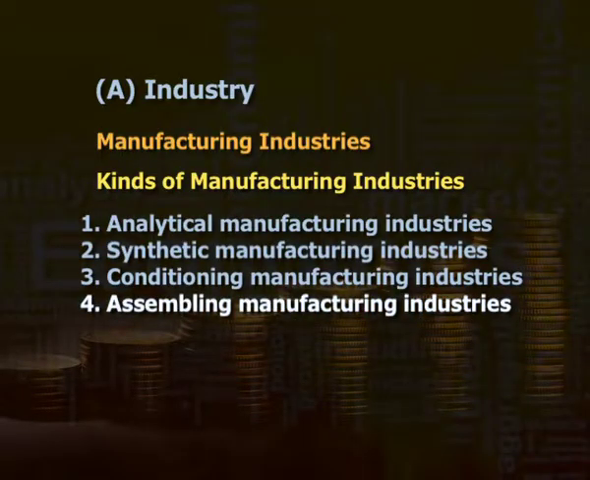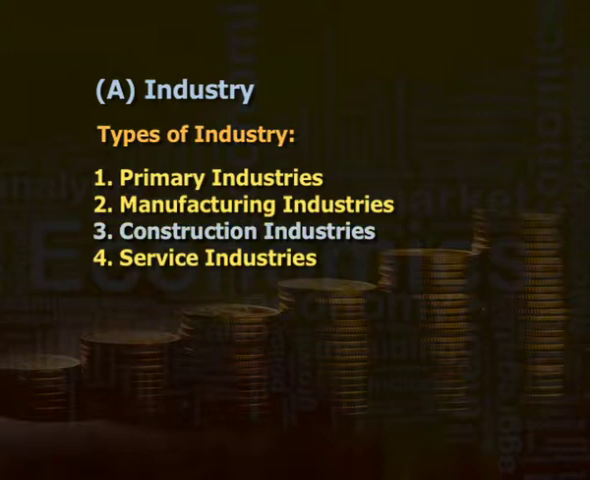Fourth is assembling manufacturing industry. An assembly process simply puts together various components, partly related manufactured, to turn out new useful products. For example, automobile industry, television industry, computer industry and so on. Third is construction industries. Construction includes the erection of new buildings and the alteration of old ones as well as the building of bridges, roads, railways, streets, canals, docks, tunnels, etc.